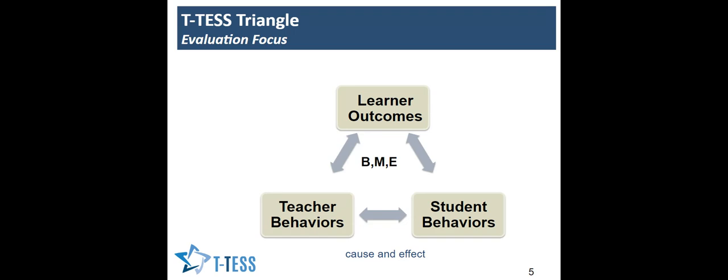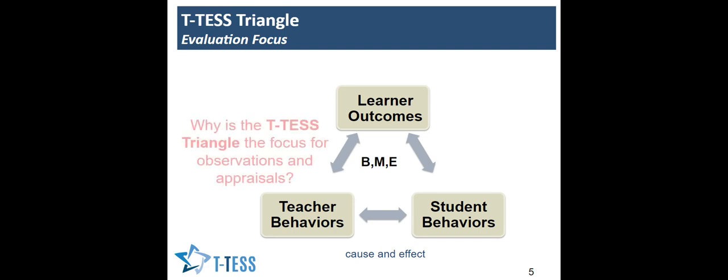The T-TESS Triangle represents the focus of lesson observations and appraisals. Each observation is anchored in the lesson outcomes. What do we expect students to know and be able to do as a result of this lesson? That said, why is the T-TESS Triangle the focus for observations and appraisals? And what does this mean for you, the teacher? Pause this video and go to the Google Slides. Input your answer in the link available on the 5th slide of the Google slide presentation. When you have finished, come back to this video.